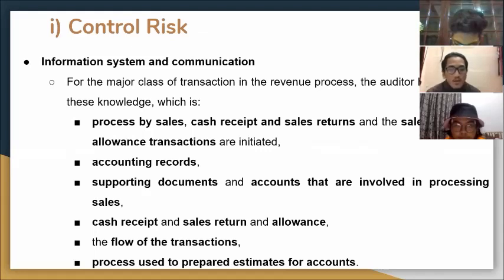Next, information system and communication. This is for the major classes of transactions in the revenue process. The auditor has to obtain this knowledge, which is processed by sales, cash receipt, and sales return, and the sales return and allowance initiates accounting records. Third, supporting documents and accounts that are involved in processing sales. Fourth, cash receipt and sales return and allowance. Fifth, the flow of the transaction. Sixth, the process used to prepare estimates for accounts.